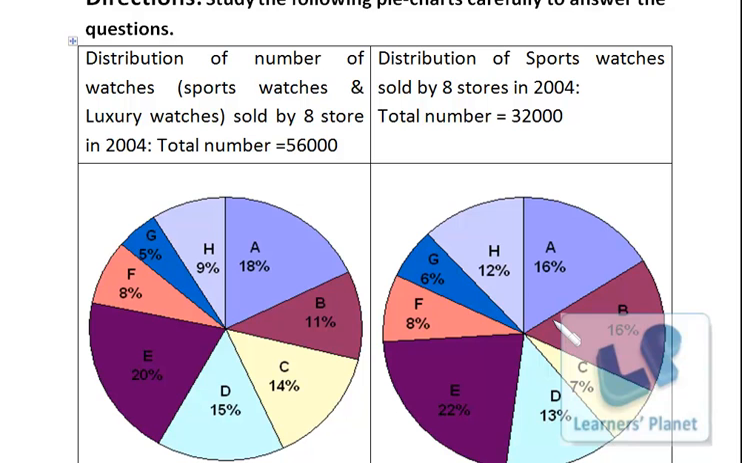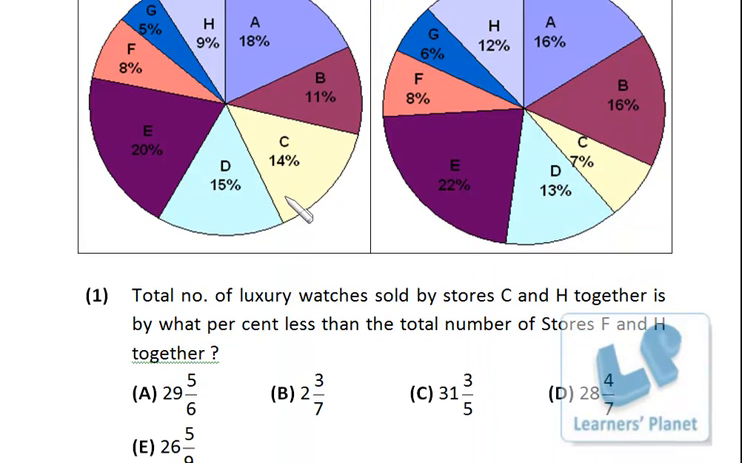Now let's take this set of questions. Here, a distribution of the number of watches, sports and luxury, sold by 8 stores in 2004. The total number is 56,000. Distribution of sports watches sold by 8 stores in 2004. The total number is 32,000. So precisely we can say 24,000 is the total number of luxury watches. Okay, let's see the first question.